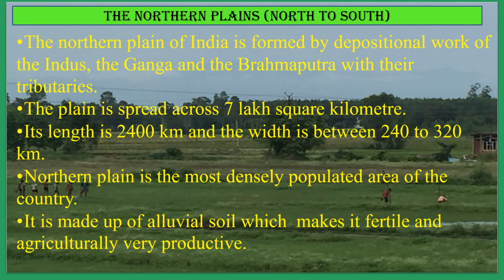The northern plain is formed by the depositional work of 3 major river systems of India: Indus, Ganga and Brahmaputra. The plain has total area of 7 lakh square kilometer. It is 2400 km long and the width varies between 240 to 320 kilometers. It is densely populated because of the fertile soil which is found there, and because of the fertile soil, agriculture is the main occupation of the people who are settled on the plain.